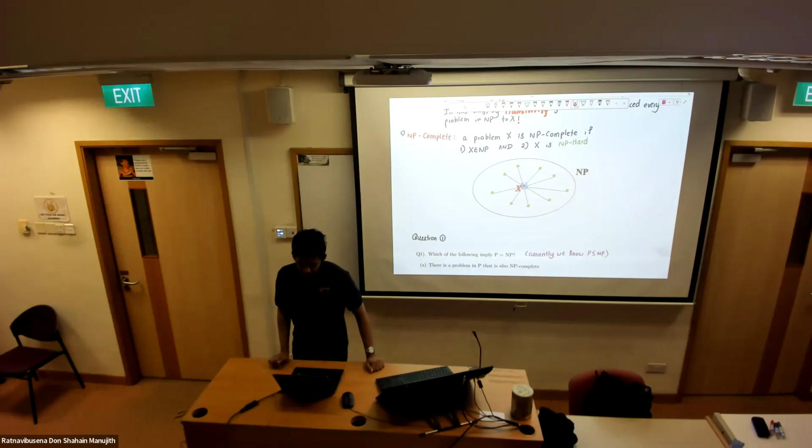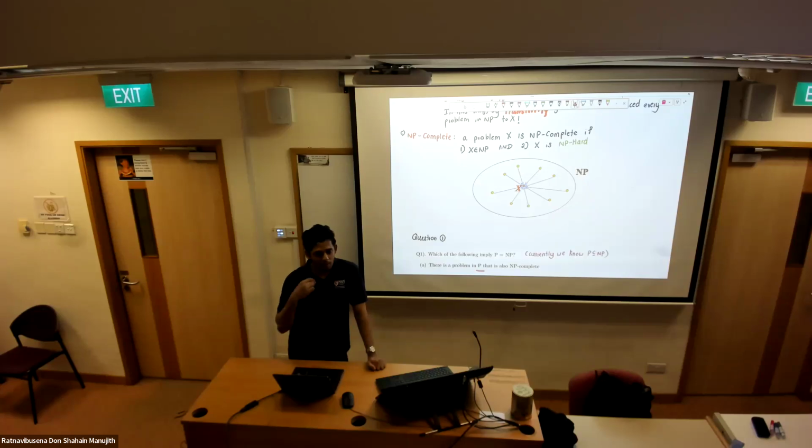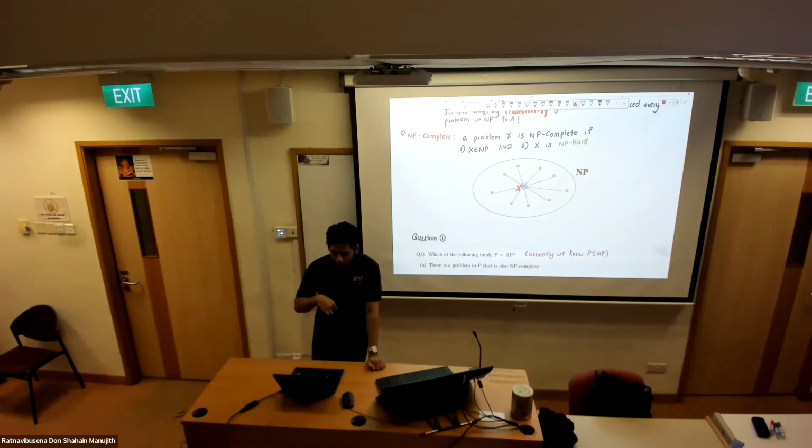Okay, that's a great idea. But let's go slowly. If there's a problem in P that is NP complete, what does it mean to be NP complete? It means it is NP hard and in NP. In particular, it is NP hard. So what's the definition of NP hard? Every problem in NP reduces to that problem. But we know that the same problem is in P as well, so it can be solved in polynomial time. That means every problem in NP reduces to this NP hard problem, which can also be solved in polynomial time.